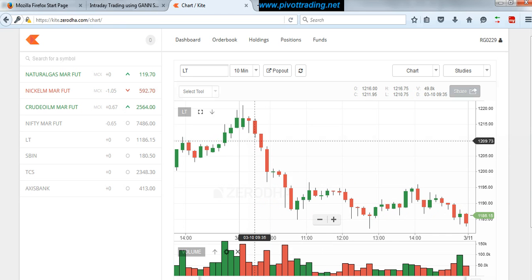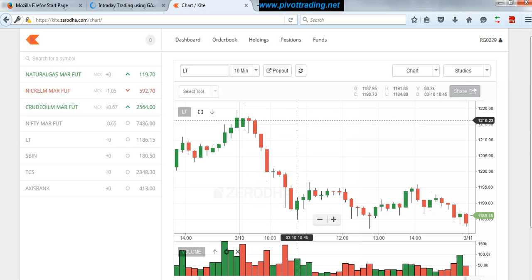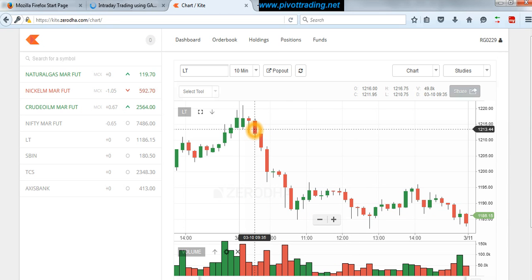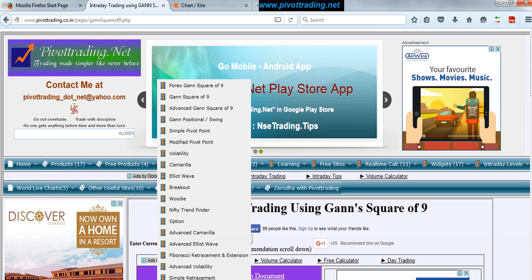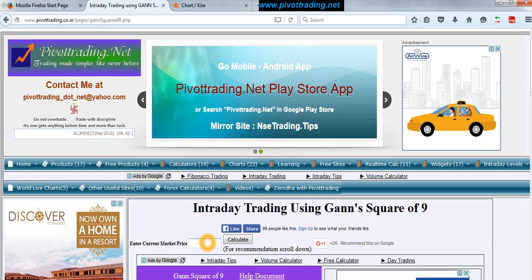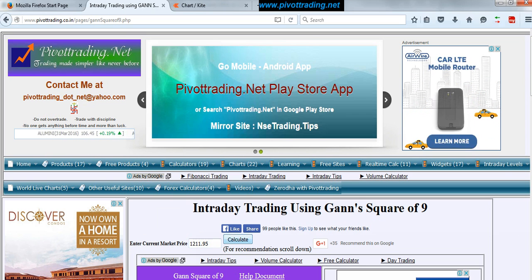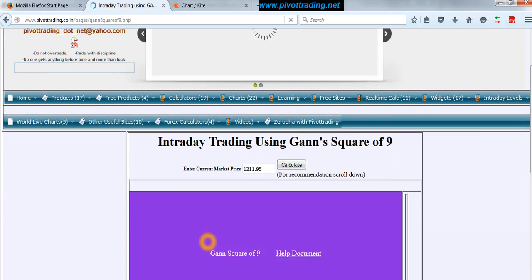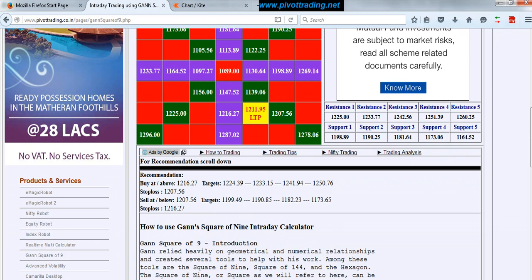So we will look at the initial candles of 9:15 and 9:30 and 9:45. So these are again the two candles. At 9:35 we see the closing price is 1211. Look at here, for this particular candle, the close is 1211.95. Let's put it here, 1211.95, and then we do a calculate, and these are the levels. Okay, so note these two levels. We have 1207 for the sell, 1216 for the buy.